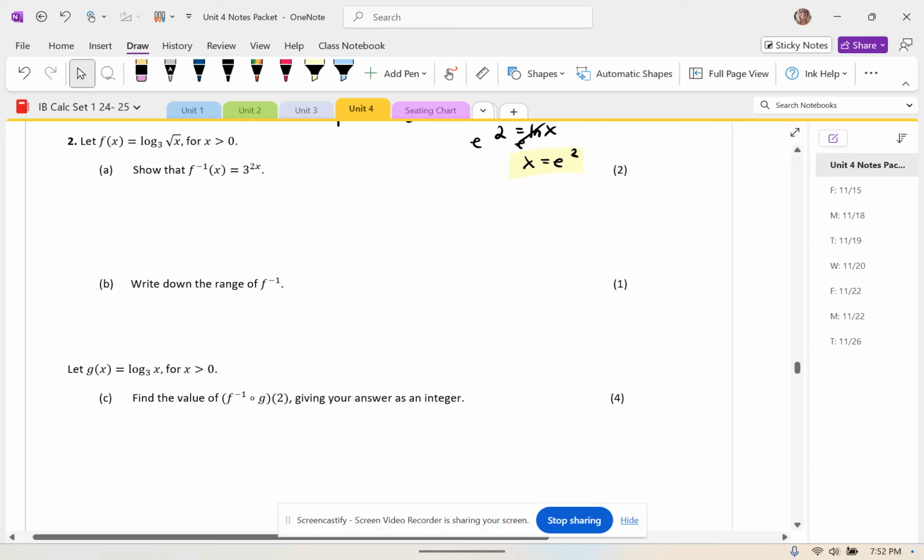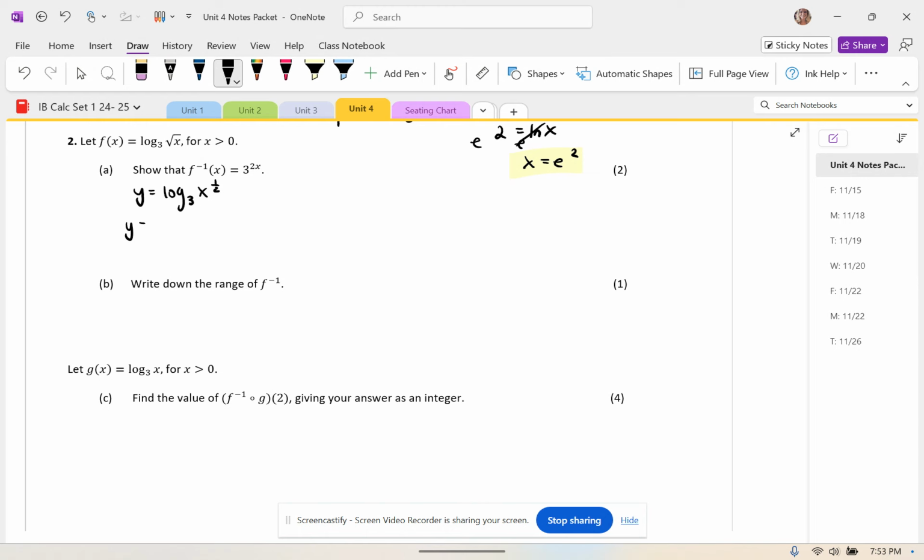Question two, it says let f of x equal log base 3 of the square root of x, for x is greater than 0. So I'm going to show that the inverse is equal to 3 to the 2x. So I have y equals log base 3 of x to the 1 half. I'm going to switch the x and the y here because I'm trying to find the inverse. And then now I'm going to solve for y.